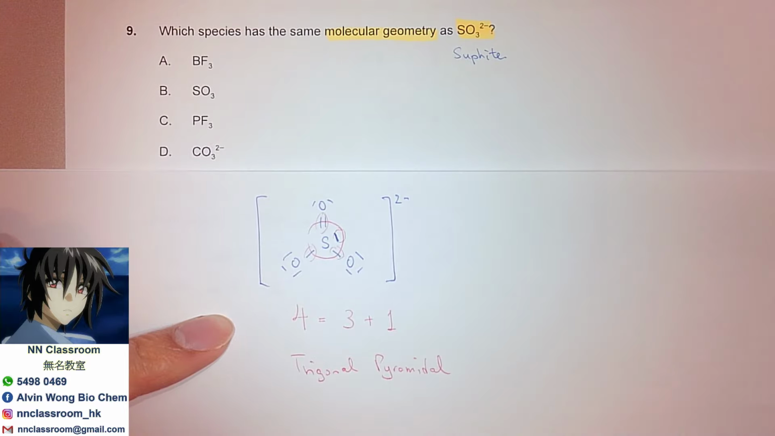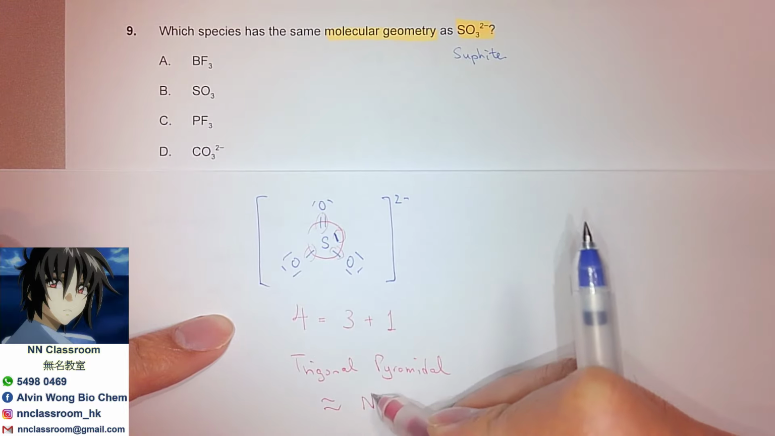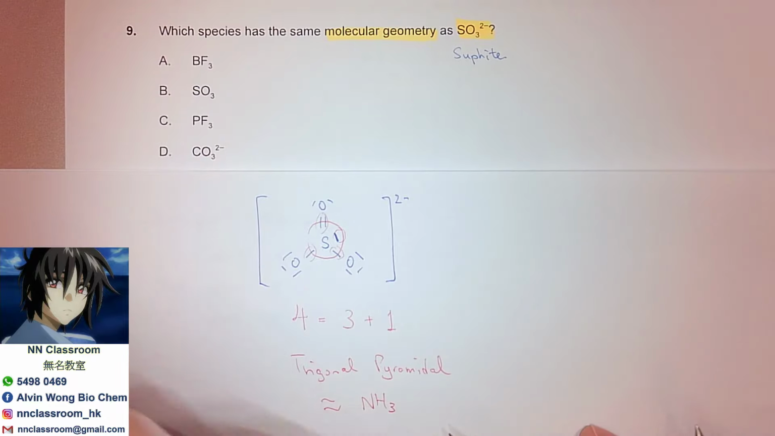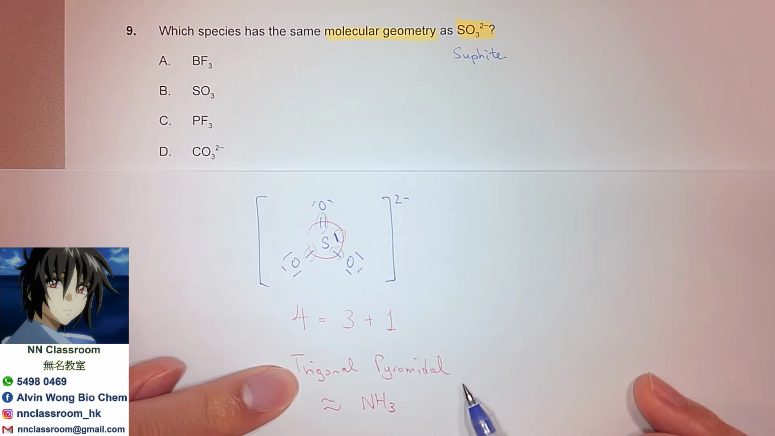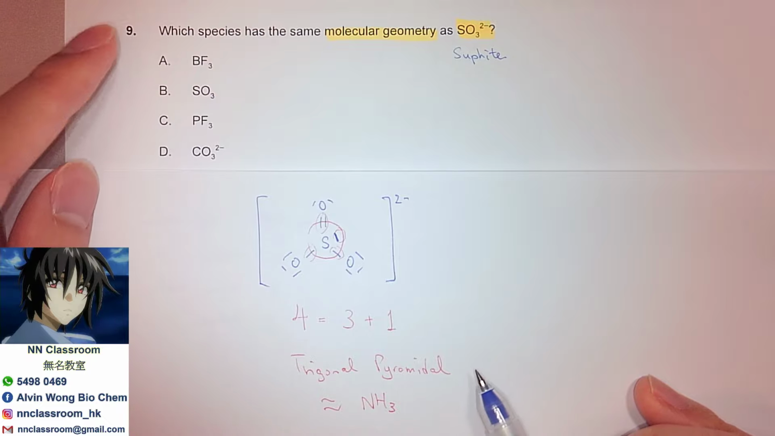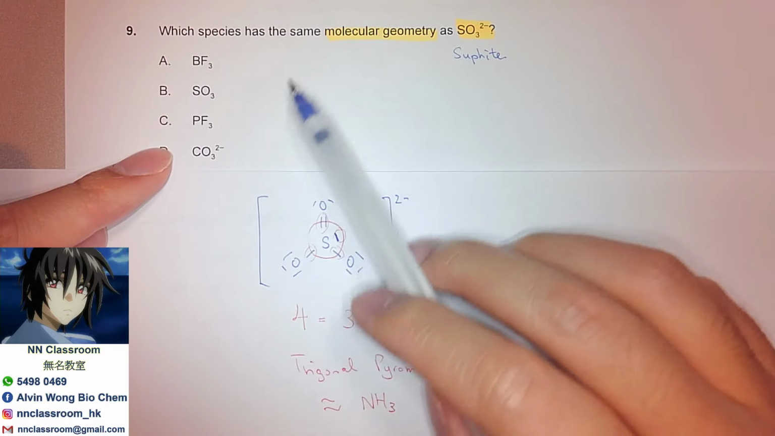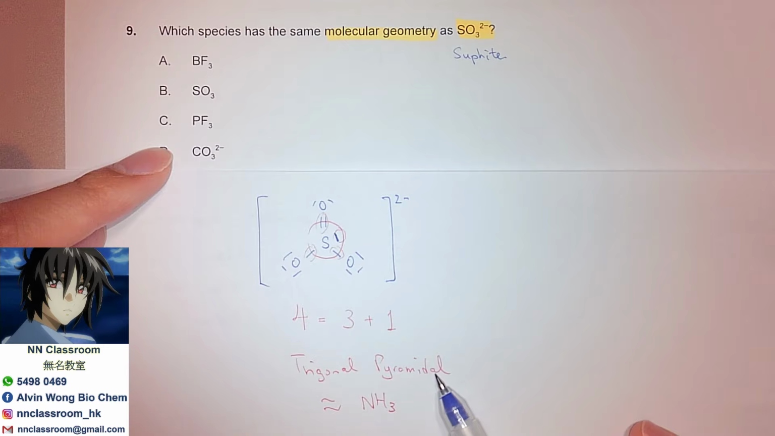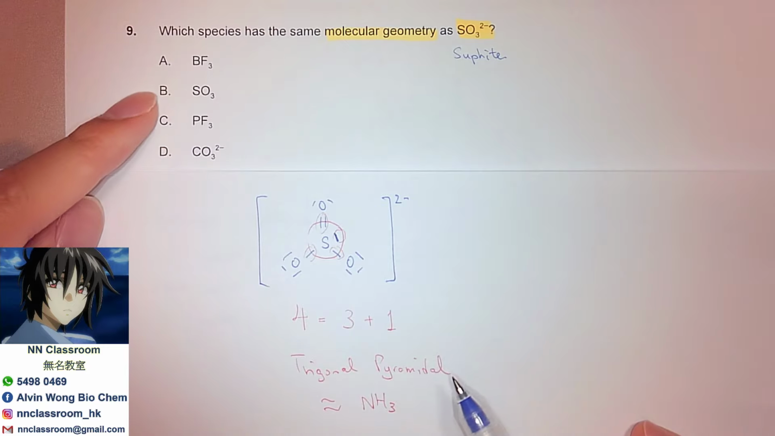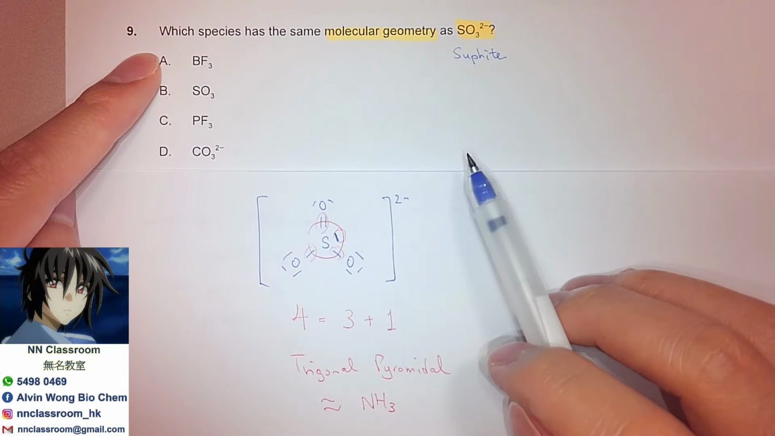Trigonal pyramidal simply means a structure like ammonia, the really famous example that students should learn at the very beginning, right after understanding the concept of trigonal pyramidal. So the question now breaks down to: which of the following species has a molecular geometry like trigonal pyramidal? With this perception, let's look at each of the choices.